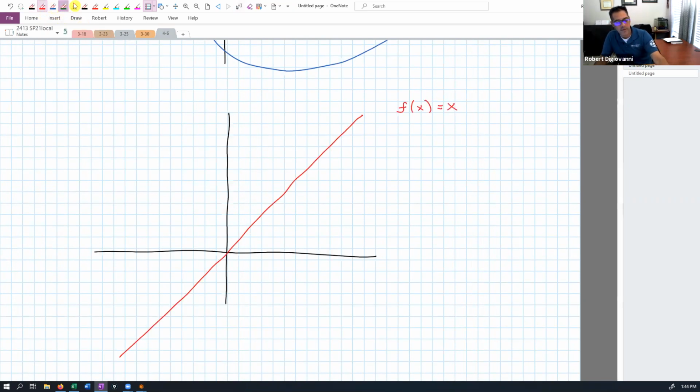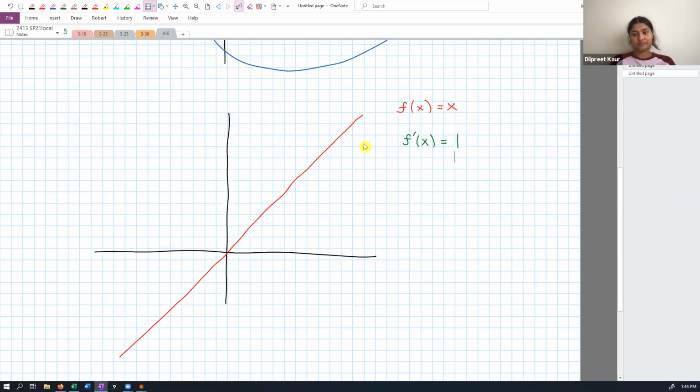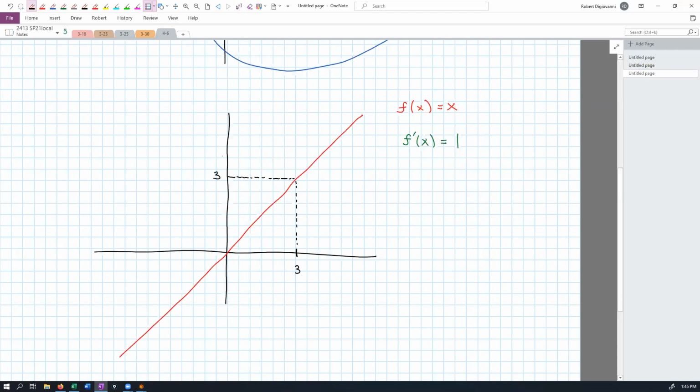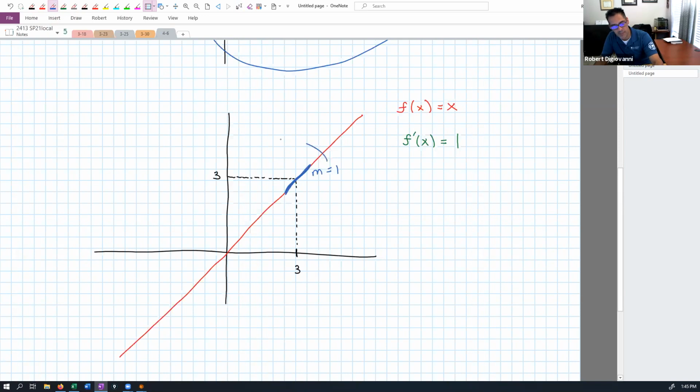Now, what's the derivative of this function? 1, always 1, right? Now, that means that if I go to the point 3, what does this function spit out when I am at 3? 3. Okay, but what's the slope of the tangent line there? 1. Are they the same? No.